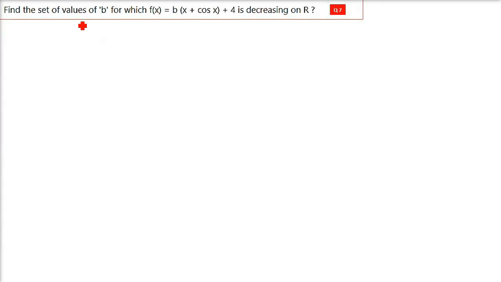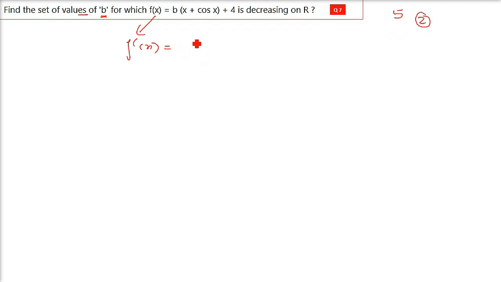Find the set of values of B for which f(x) equals this one. Now they have clearly said it is a set of values of B. That means there can be various values of B. You are not only interested in a single value of B, but you are more interested in finding the range of values of B. So f(x) is this one, you have to prove that it is decreasing on R, and you find out the value of B.